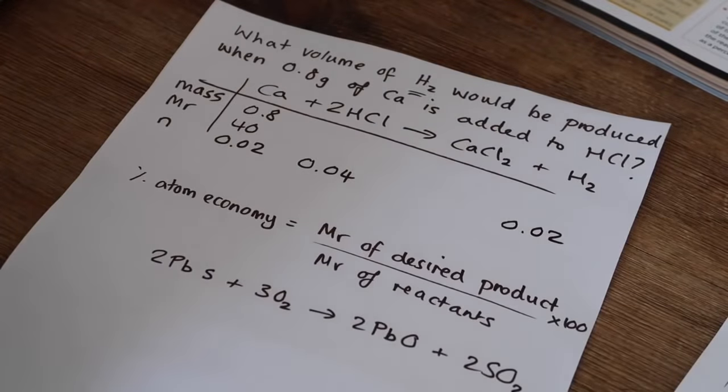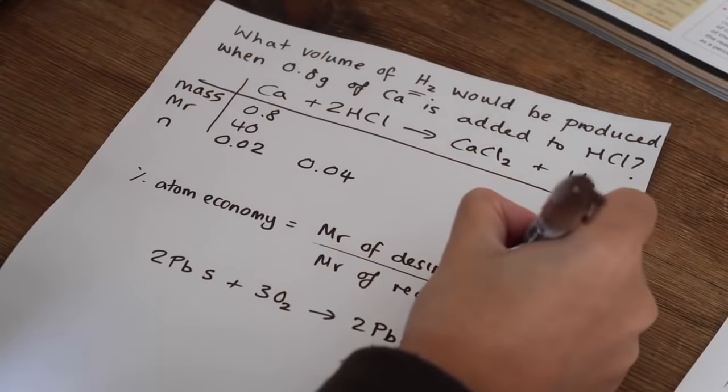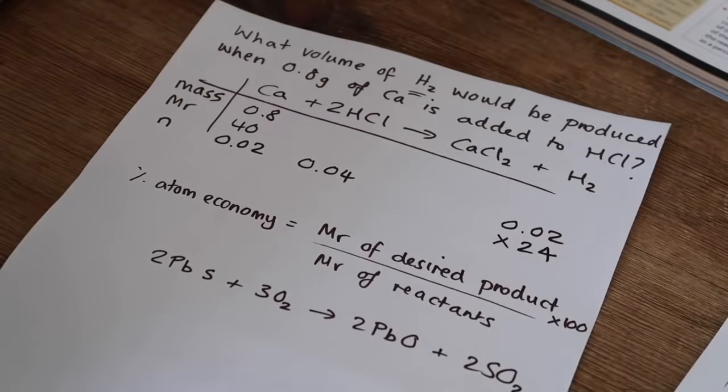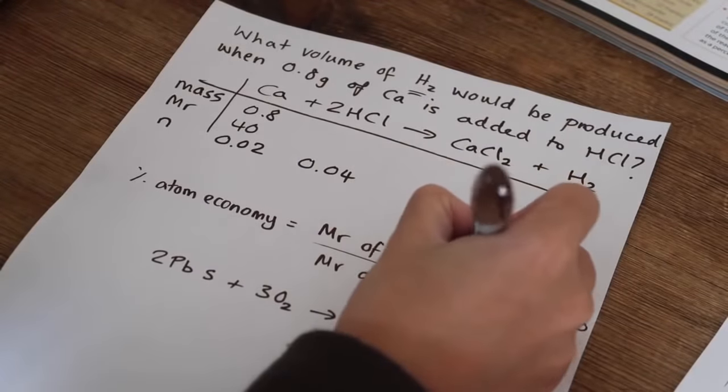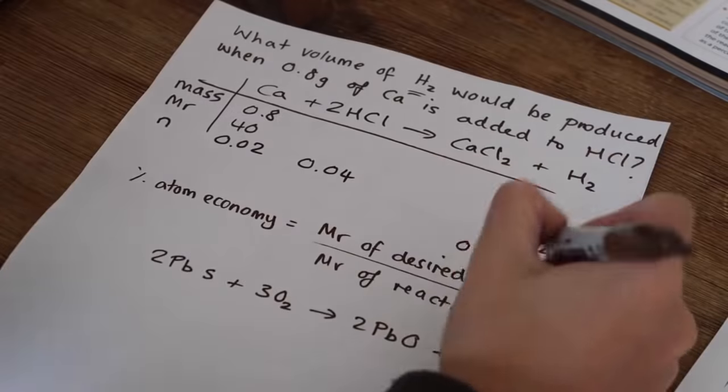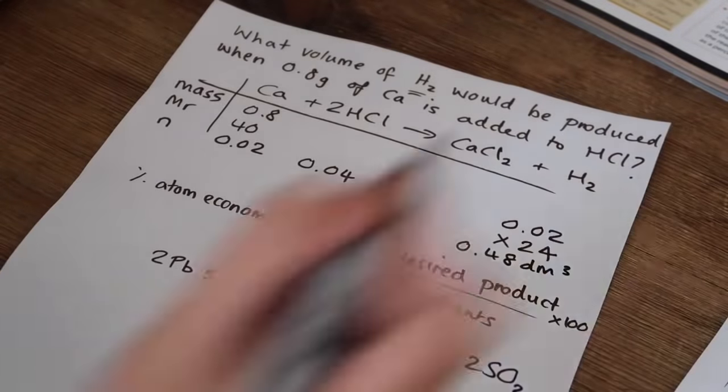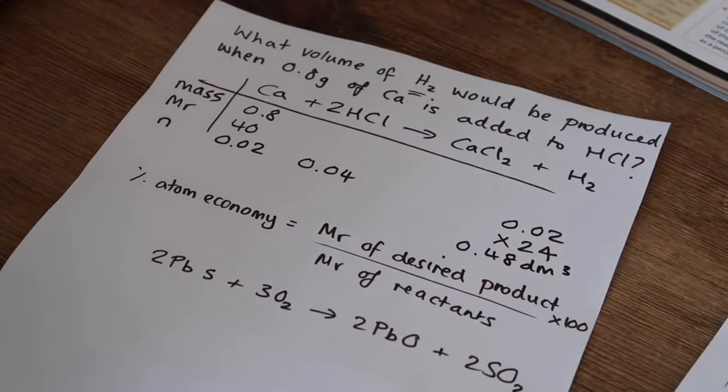Now, to work out the volume, you simply have to times it by 24, because remember, one mole of a gas occupies 24 decimeters cubed. So just times it by 24 and you get an answer, which is 0.48 decimeters cubed. If you want that in centimeters cubed, times that number by 1,000. Don't get caught out and don't waste your time like I just did then.